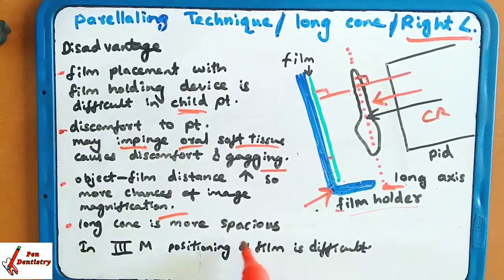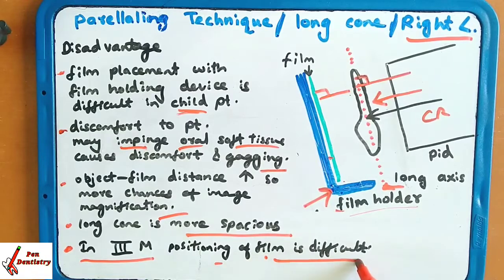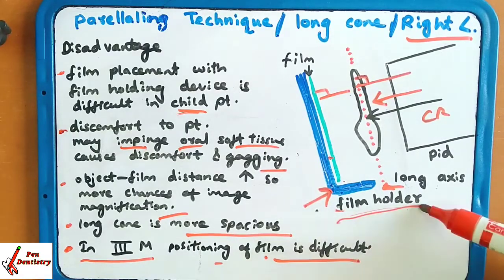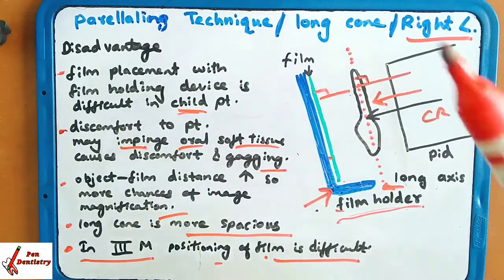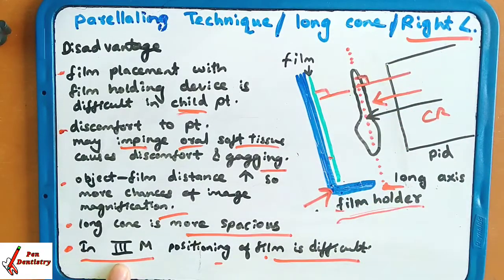The long cone technique is more spacious. It needs more space in the mouth as well as the surrounding areas. In the third molar region, the positioning of the film is very difficult. You can't place your film holder as well as the film at the third molar region, so it is difficult.